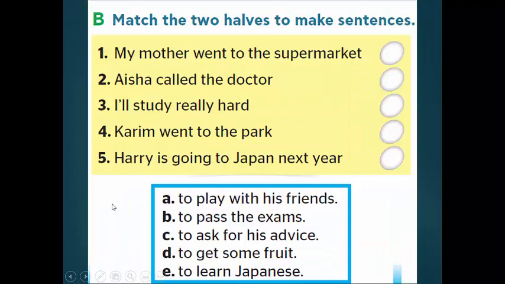Now, activity B. Match the two halves to make sentences. You write A, B, C, D, or E. My mother went to the supermarket to get some fruits. Aisha called the doctor to ask for his advice.